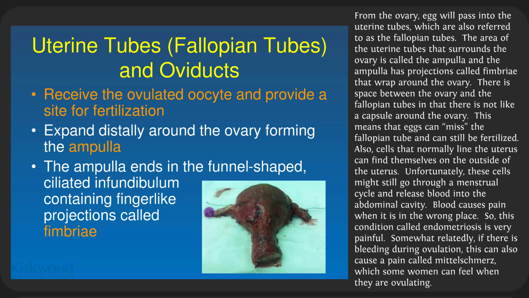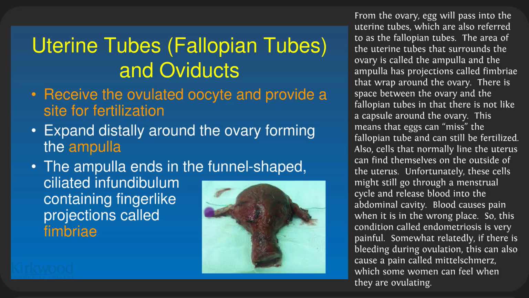There's a space between the ovary and the fallopian tubes, and there's not a whole capsule around the ovary. So this means that eggs can miss the fallopian tubes and can still be fertilized. Also, cells that normally line the uterus can find themselves outside of the uterus. Unfortunately, these cells might still go through a menstrual cycle and release blood into the abdominal cavity, and that blood causes pain when it's in the wrong place. So this condition is called endometriosis and is really painful.